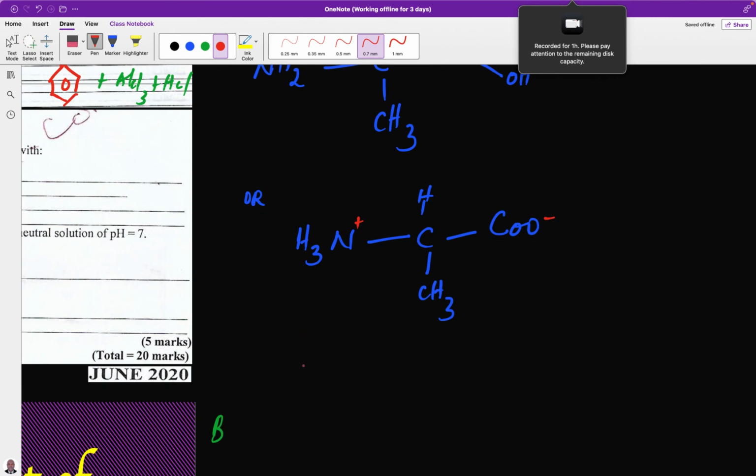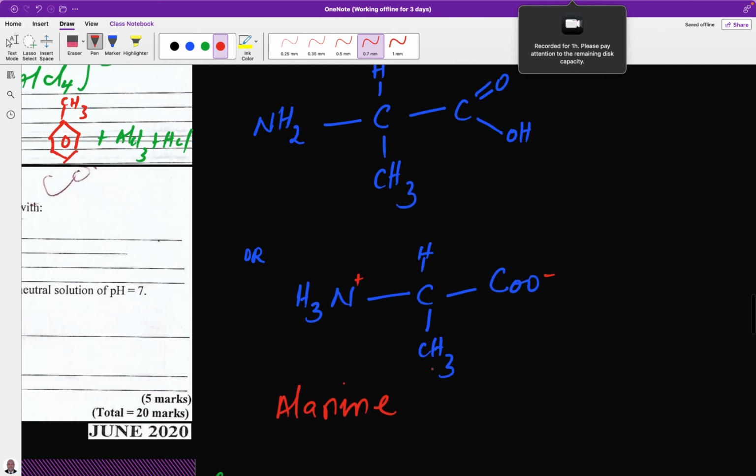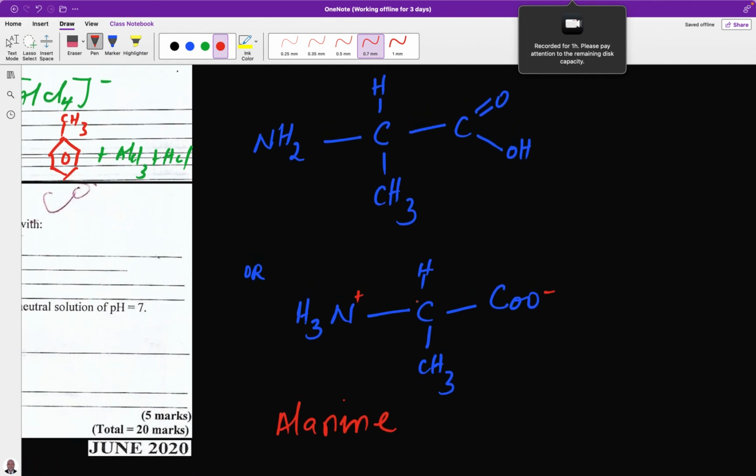So the name of this, we can call it alanine. Name of amino acid, alanine. The general name is alanine, or 2-amino acetic acid. Alanine is the general name that we usually call it. Now, this is a structure. You can either write this. This structure is neutral.